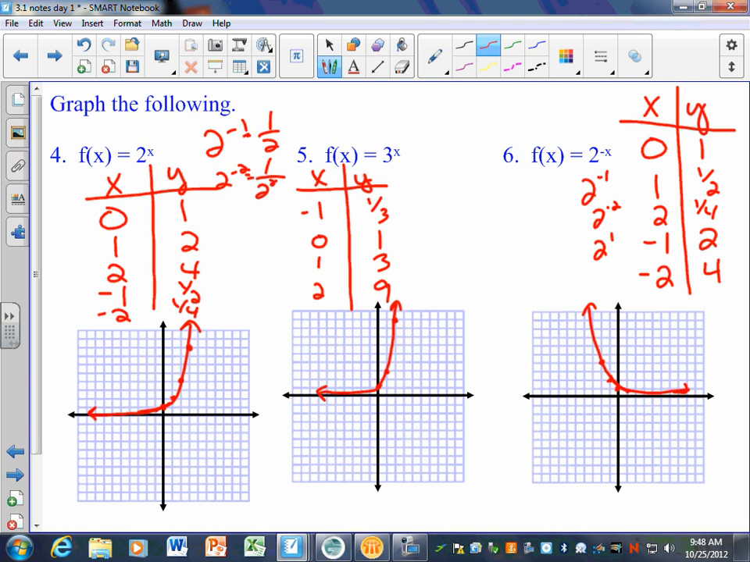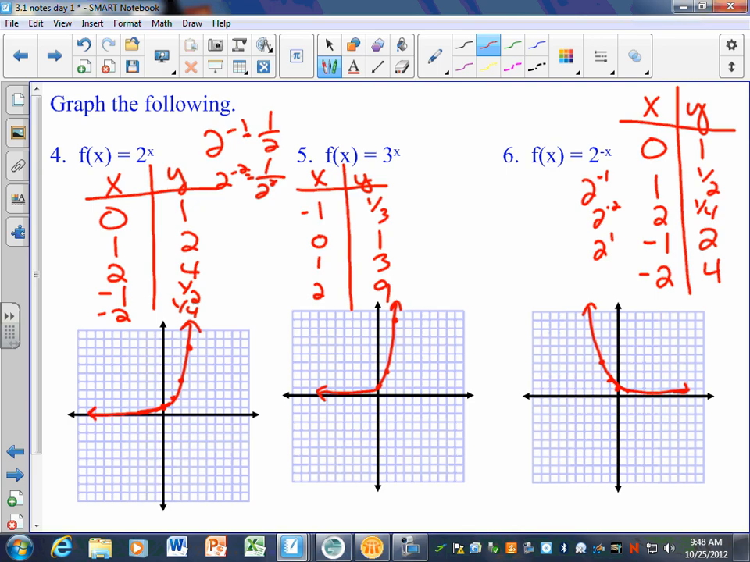If you think about our transformations, a negative up here in the function does always flip it over. But hopefully with exponential functions, maybe you remember something about exponential growth and exponential decay, of something getting bigger or smaller over time. That's kind of the difference here.